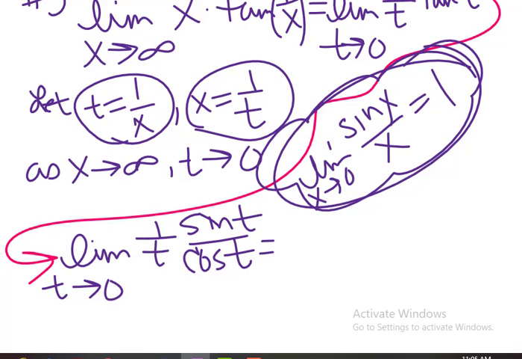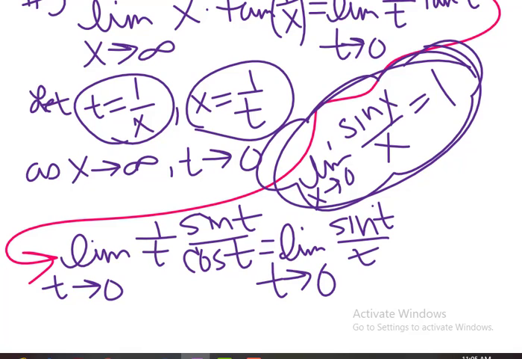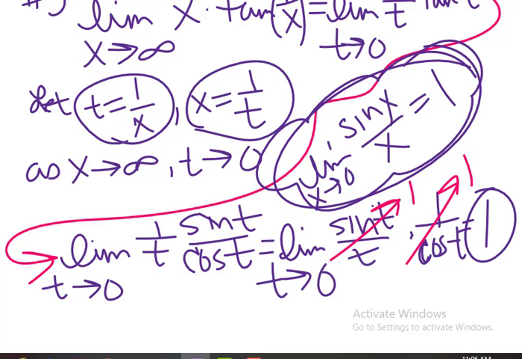I'm going to write this as the limit as t approaches 0 of sine of t over t times 1 over cosine of t. Now when we look at this, as t goes to 0, sine of t over t goes to 1. And the cosine of 0 is 1, so this is also going to go to 1. So in the end, our answer is equal to 1. That would be my final answer, so I'm going to highlight it here.